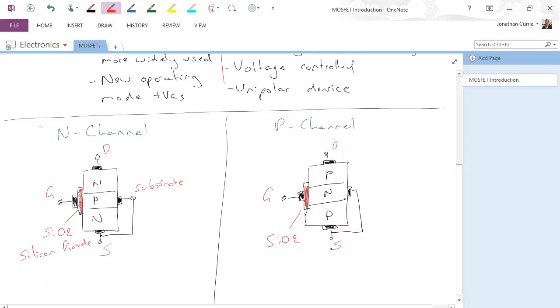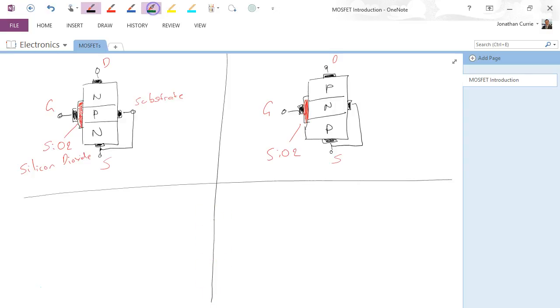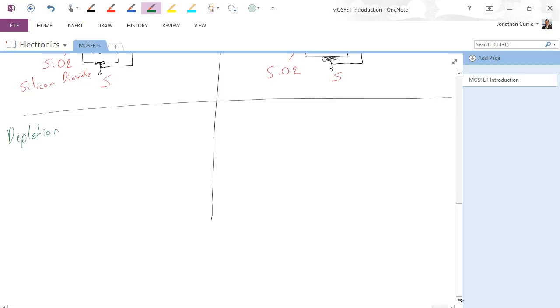So the difference between the N-channel and P-channel is the physical construction, the layers of doping between them. I'm going to talk about how they work in the videos dedicated to each of the different modes of operation. The first mode I'm going to talk about is the depletion mode, and I'm just going to list the symbols here. There's another video that goes through their operation.